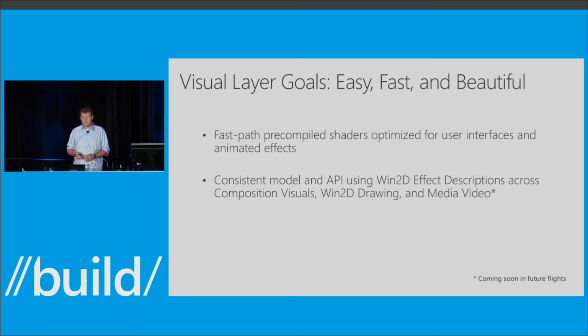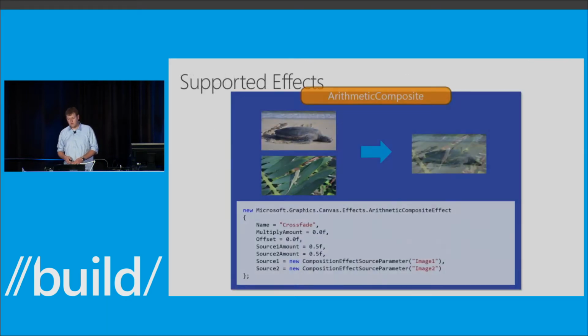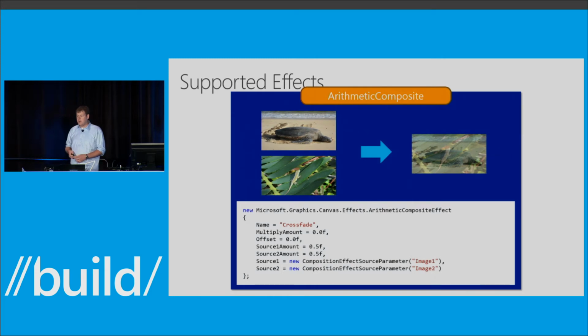Now, in order for us to guarantee a user experience, both for your apps and the system as a whole, we're focusing on a subset of the Win2D effects. So let's take a look at what they are. The first one is arithmetic composite. In the demo, you saw that being used in order to do the crossfade. There, we are simply animating the source 1 and source 2 amount.